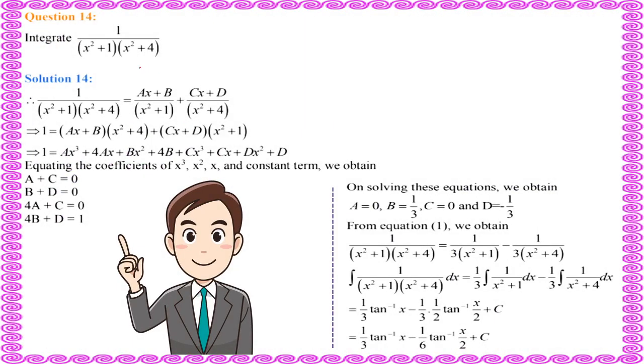Now here again partial fraction is clearly visible. In the denominator we have quadratics which cannot be factorized further, so we have to assume it like this: ax plus b upon x square plus 1 and cx plus d upon x square plus 4, where a, b, c, d are some constants. Now take the LCM, open it, do the comparison, solve the equations and get the values of a, b, c and d. Now put these values of a, b, c and d in this equation. And then a is 0, so ax plus b means b. What is b? 1 by 3. So 1 by 3 into x square plus 1. Then cx plus d. C is 0, so d is minus 1 by 3 into x square plus 4. And after that, integrate these terms.